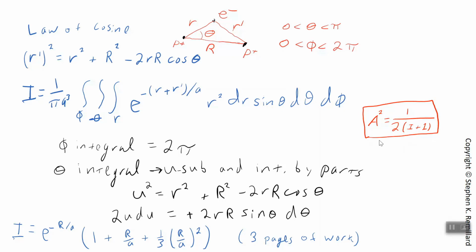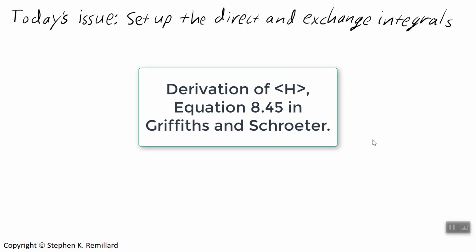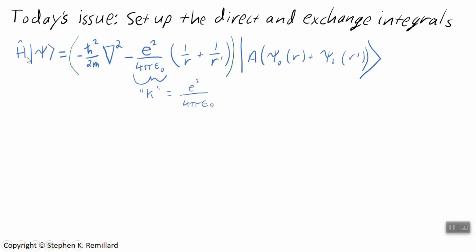We're going to keep just writing A for now. And today what we're focused on is equation 845. Where did it come from? In other words, we need to set up these two integrals, the direct integral and the exchange integral. So the Hamiltonian operator acting on the postulated state looks like this.